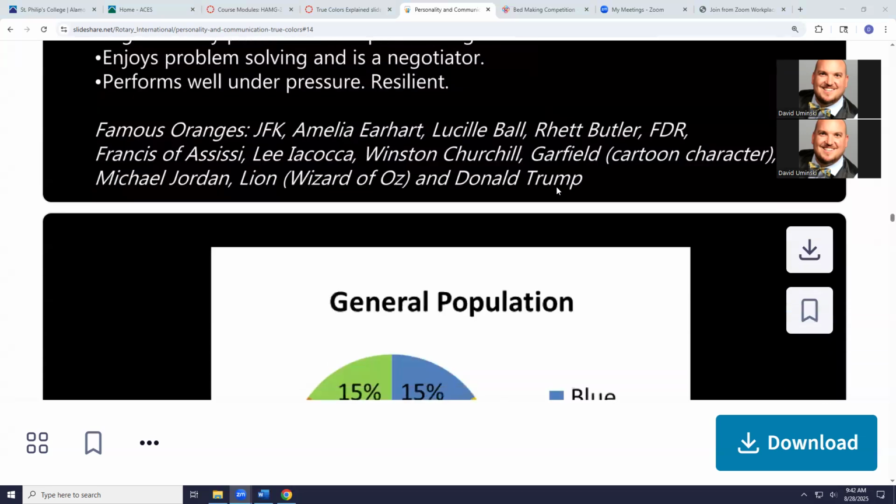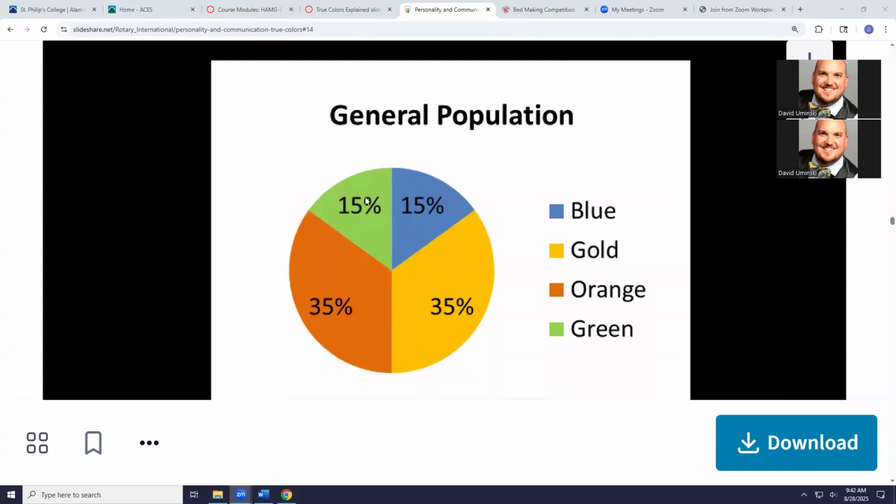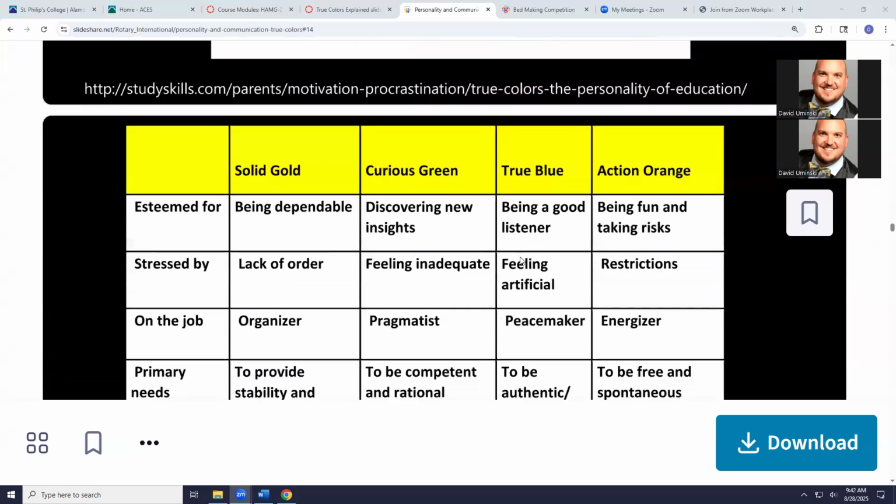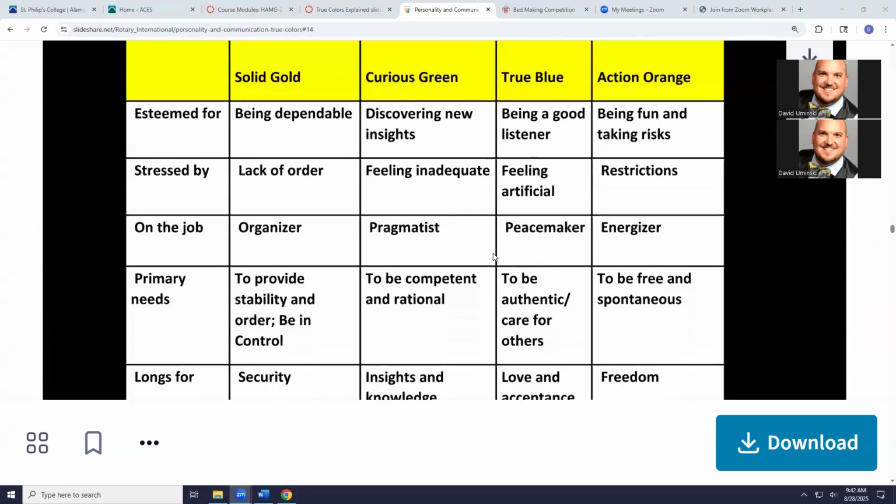Okay. So, in the general population, greens and blues, golds and oranges are the most common. In this class, blue is our highest, green is the next. So this class goes opposite of what the general population shows. So let's take a look real quick at each color: what you're esteemed for, what maybe you're stressed by on the job, different needs that you have. Oh, wait, hold on. We didn't give the oranges a round of applause.